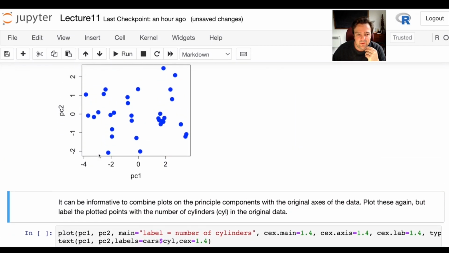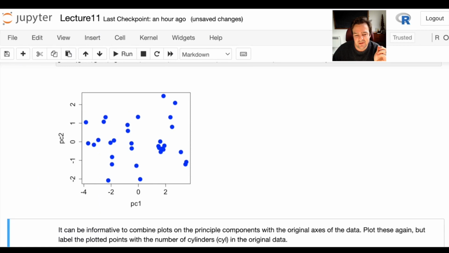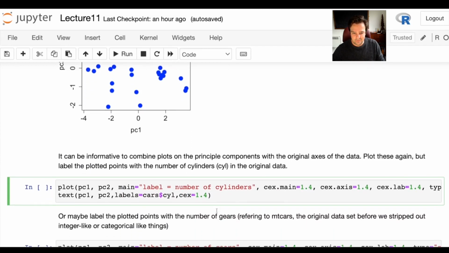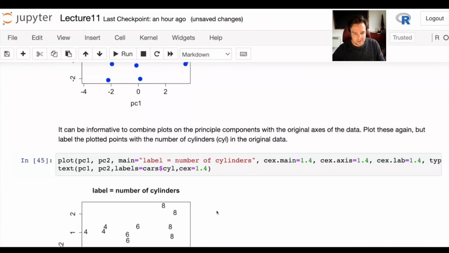One thing you often do at this point is try to decide, if I look at these 2 axes, does this give me some way to discriminate between different sections of the data? So if I label those points with something like the number of cylinders in the engine, will I see some pattern? That's what we'll do. I think we're going to use cylinders in the engine first. We'll do that, and we'll plot that.